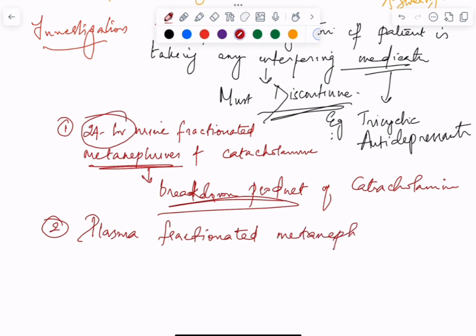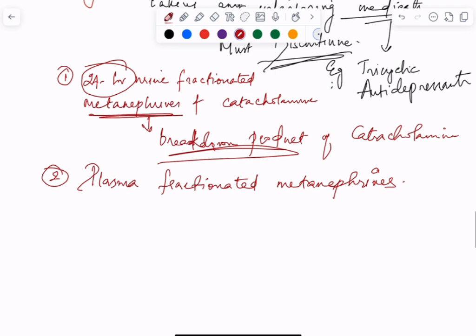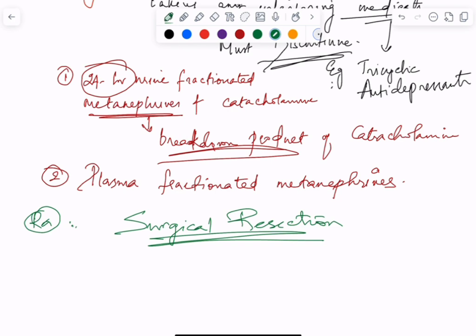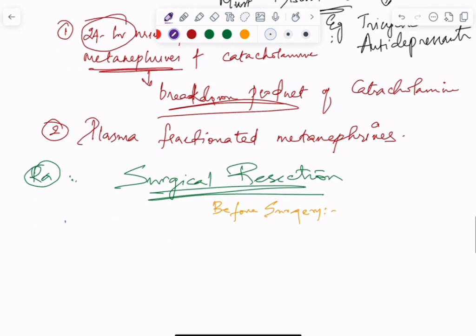And also treatment, it's important. Treatment is of course surgical resection. There is nothing more or less, but here also you have to understand, before surgery we have to follow some protocols. Before surgery, some pre-operative medications you have to give: pre-operative alpha adrenergic blockade, then beta adrenergic blockade. This is the main point here. We have to give the patient alpha adrenergic blockade before surgery, and after that beta adrenergic blockade. Very important.